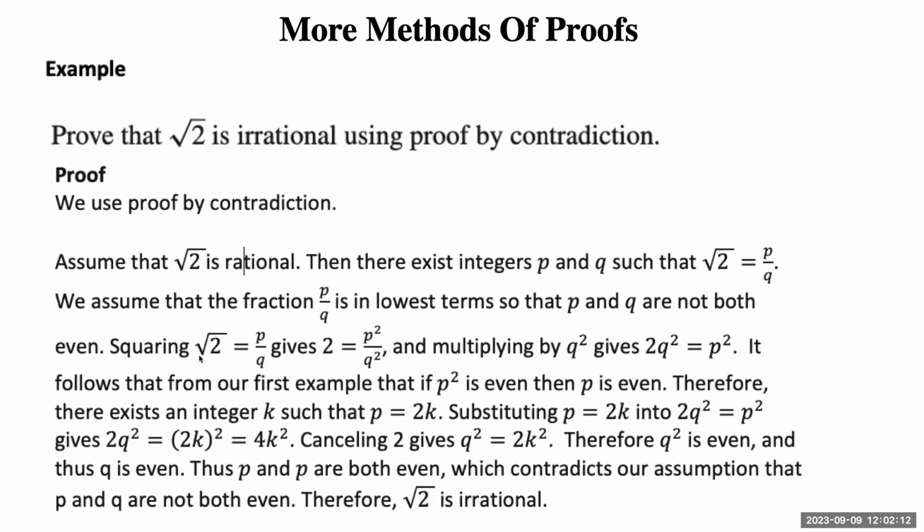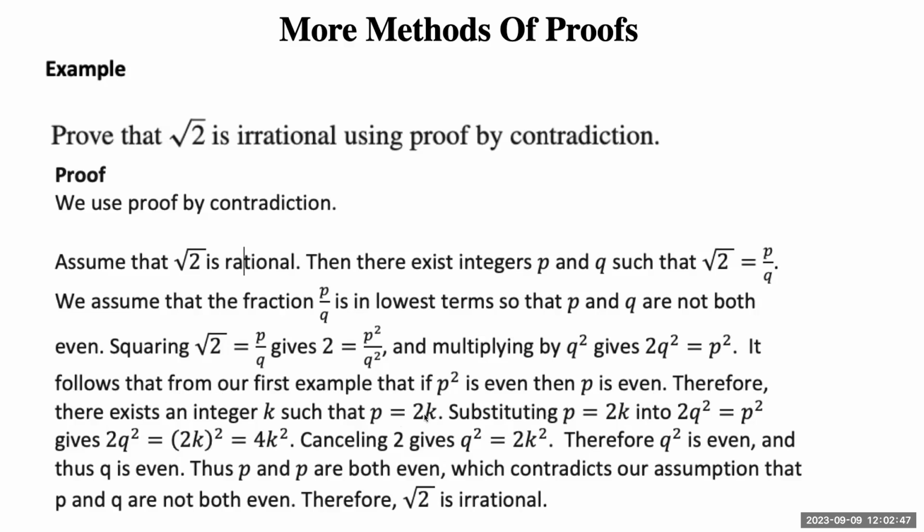So now what we'll do is we'll take our definition of root 2 equals p over q, and square both sides. That gives you 2 equals p squared over q squared. Okay, no problem there. Now we'll multiply both sides by q squared, and that'll give us 2q squared equals p squared. Now recall we already proved that if the square of a number is even, so is the number. So this follows from our first example that if p squared is even, then p is even.